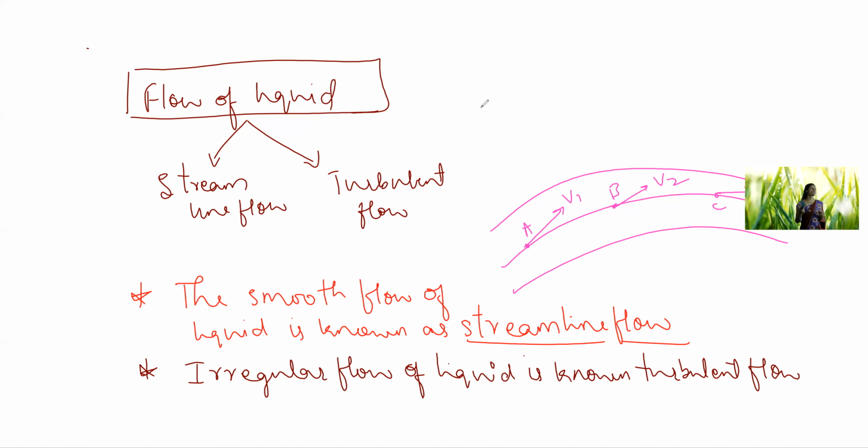Streamline flow means the smooth flow of liquid. Let us consider the flow of liquid in a river. Suppose the water is flowing smoothly, that we call streamline flow. The particles have the same, constant velocity. If the flow of liquid is irregular, moving in a fast position, then the velocity is not the same at every point. That irregular flow of liquid is known as turbulent flow.